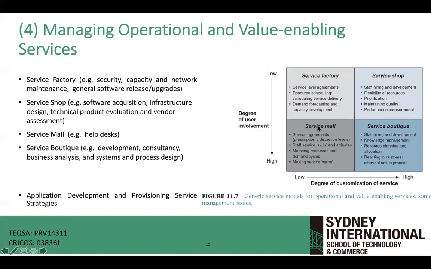So ladies and gentlemen, we look at various services we are trying to be delivering at any point of time. And when we are looking at the services we deliver in an IT environment, we look at them in terms of two specifications: the degree of customization of service and the degree of user involvement. In some services, there's low customization and low customer involvement. In other services, there's high customization and high user involvement. In others, there's high customization, but low involvement.